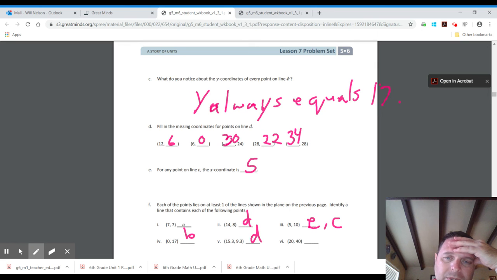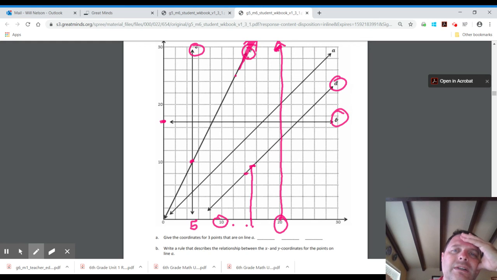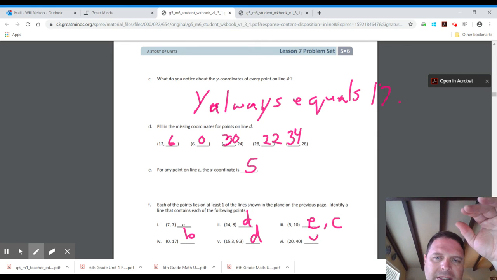Number 6 is 20, 40. So let's see, 20, 40. We have 20 over and 40 up. Let's go, and we get to 30. So let's see something here. Is there a line? It's possible that we could intercept line E. If line E, you can see here, keeps going up because we're going off the screen right now. This 20 is going to go up, and that line right here, they may intercept. So I'm going to say letter E for this. Okay, there's your answers.